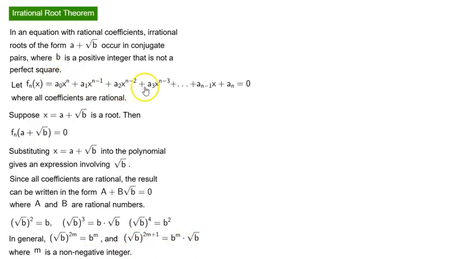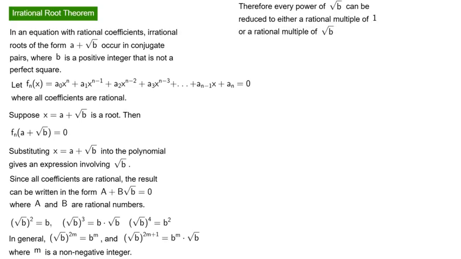Because as we keep going along substituting, the powers keep reducing by 1. So it will keep shuffling between odd and even powers. So therefore, every power of root b can be reduced to either a rational multiple of 1 or a rational multiple of root b. So here b and b square are rational multiples of 1, and the others are rational multiples of root b.